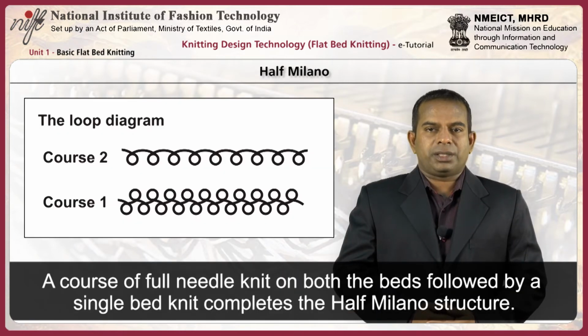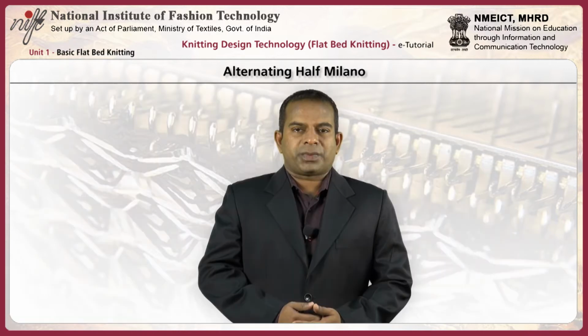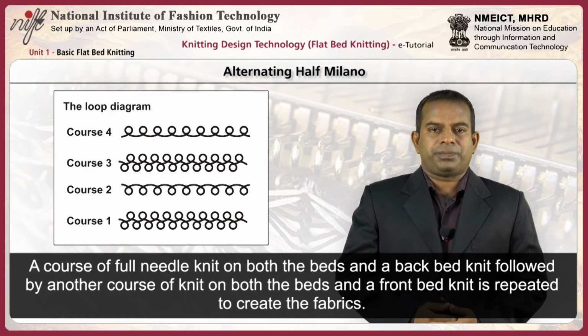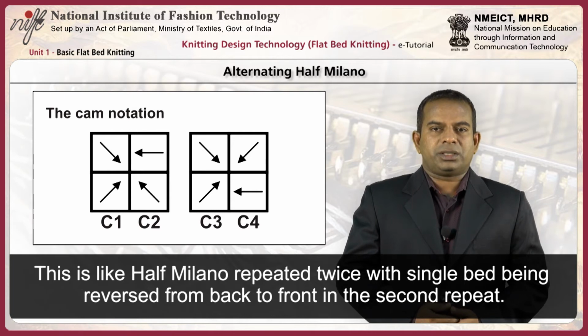To produce half Milano, start with a course of full needle knit on both the beds followed by a single bed knit to complete the structure. To produce alternating half Milano, start with a course of full needle knit on both the beds and a back bed knit followed by another course of knit on both the beds and a front bed knit, repeated to complete the structure. This is like half Milano repeated 2 times with the single bed being reversed from back to front in the second repeat.